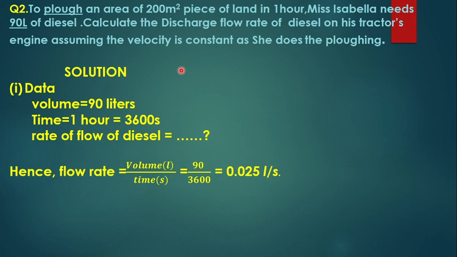Hence flow rate is equal to volume in liters divided by time, which should be in seconds. So the volume we have in liters is 90 liters divided by 3,600 seconds. We are getting 0.075 liters per second. So this is the simplest question of all. As you can see, everything you have been given, no need to change anything. You just need to go straight and calculate that.